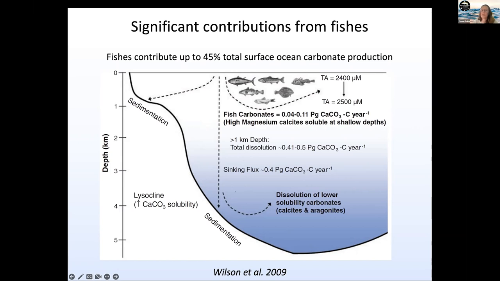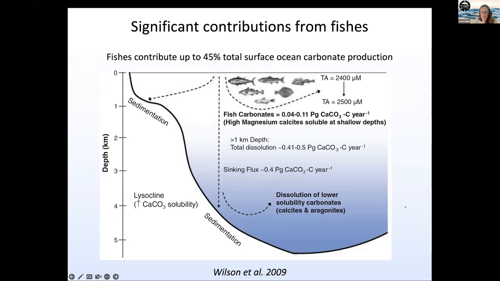So it's hard to tell how much of that particle is sinking and how fast it's sinking through the water column. So there are still data gaps there, but we do know that fish contribute up to 45% of total surface ocean carbonate production. So a pretty significant amount.